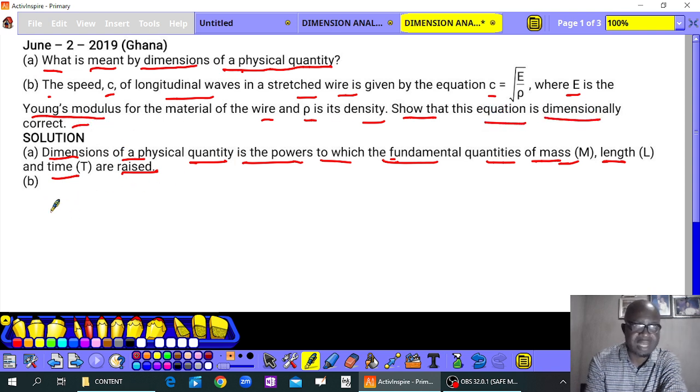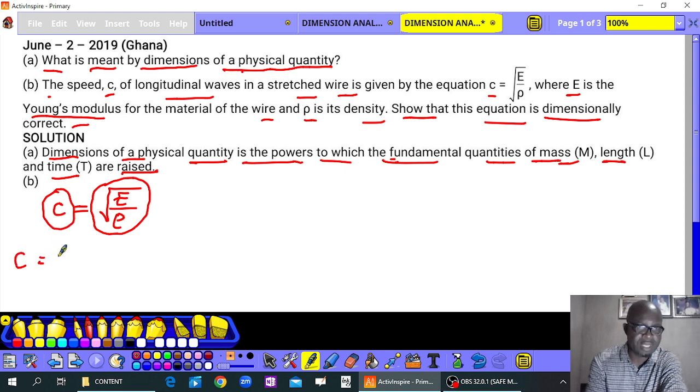So let's write out the equation. The equation is c equals the square root of E over rho. Now for this equation to be dimensionally correct, it means the dimensions of each term of the equation must be the same. So let's look at the dimension of c. Since c is speed, it has dimension of L T to the power of -1. So we already know the dimensions of c. So let's look at the dimensions of the root of E over rho.